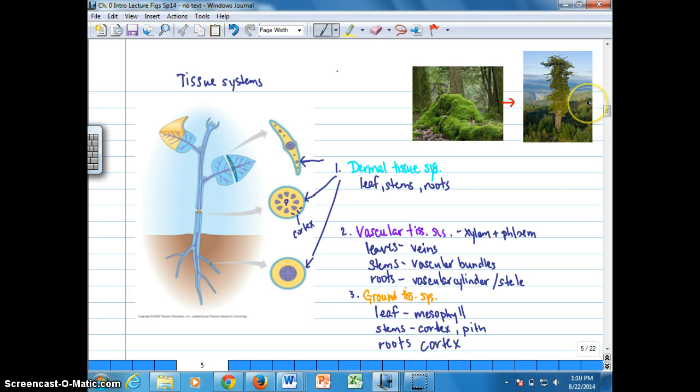The reason that these figures are here at the top is just as a reminder of what developed from mosses to angiosperms, which was vascular tissue. So once vascular tissue evolved, there was a large diversification in the kinds of plants that we find.